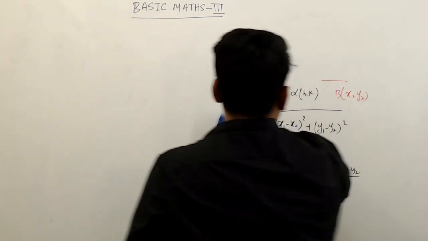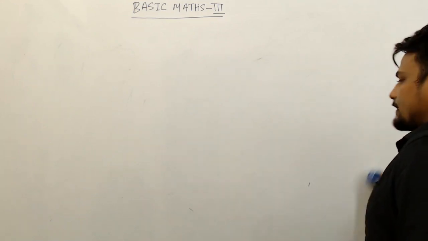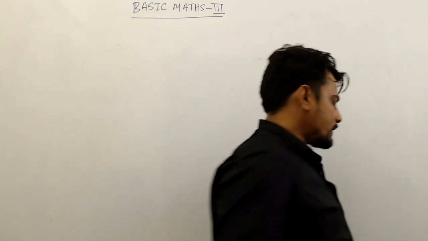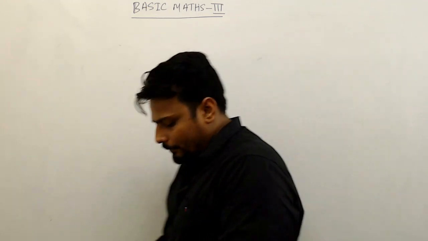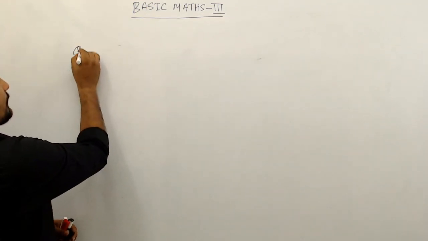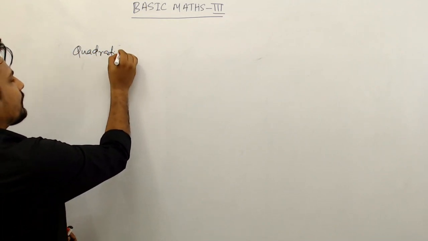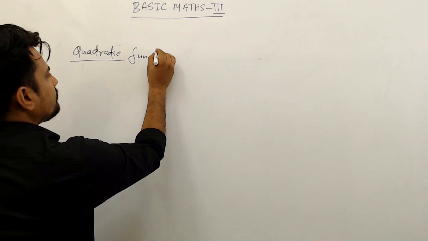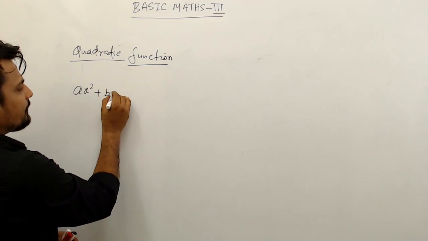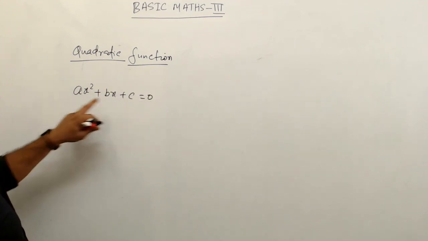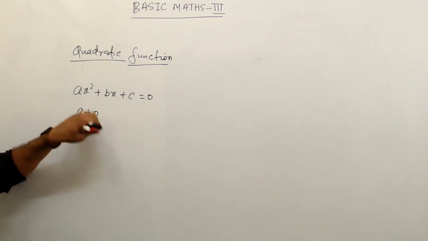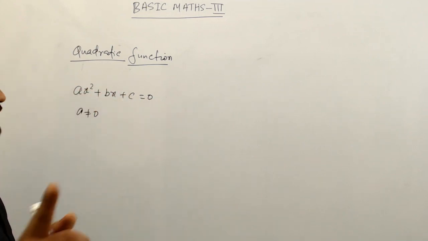One more graph that we need to understand before I jump into the derivatives and stuff like that is the graph of the quadratic function, which is a parabola. So let me quickly help you to understand the graph of a quadratic function. Now, a little bit about the quadratic function. The standard format is ax square plus bx plus c equals 0, the quadratic equation, provided a is not equal to 0. Because the moment a becomes equal to 0, this is going to be a linear equation. So a should not be equal to 0.